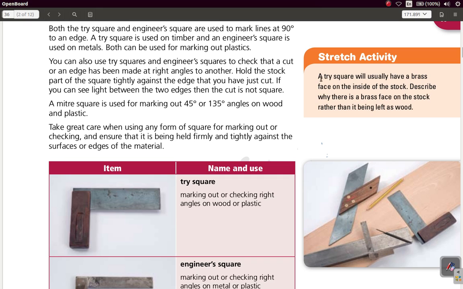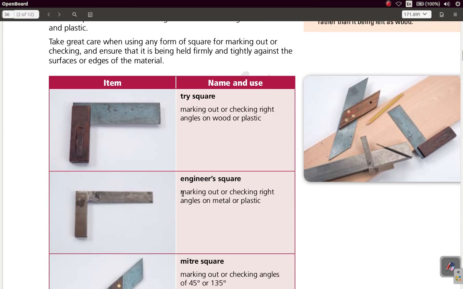Stretch activity. A tri-square will usually have a brass face on the inside of the stock. Describe why there is a brass face on the stock rather than it being left as wood. So you have a strip of brass metal, or a strip of brass on the face. Well, you can think of the reason. Which one is easier to wear? Which one is tougher and harder to wear?